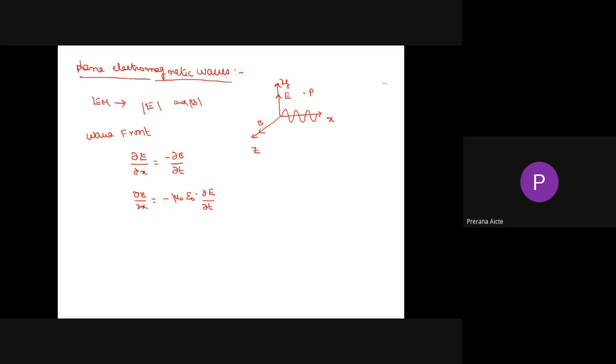Here, the permeability mu is equal to mu naught into mu r, where mu naught is the absolute permeability and mu r is the relative permeability. Here we can consider free space. So in free space, mu r is equal to 1, so mu is equal to mu naught. Similarly, for permittivity, epsilon is equal to epsilon naught into epsilon r. This epsilon r, the relative permittivity, is equal to 1. Therefore, epsilon is equal to epsilon naught.